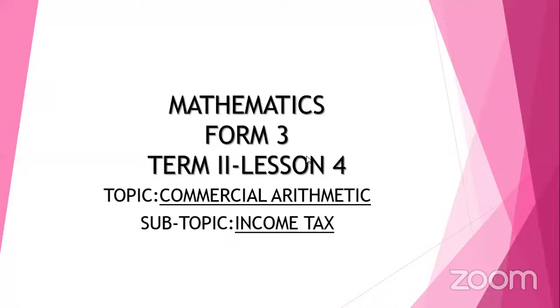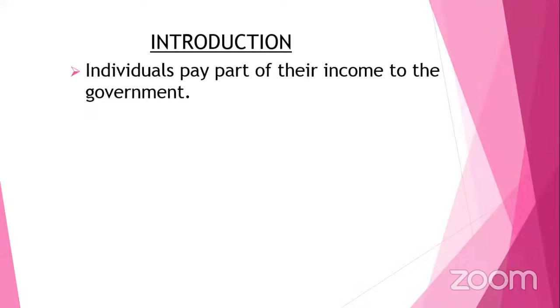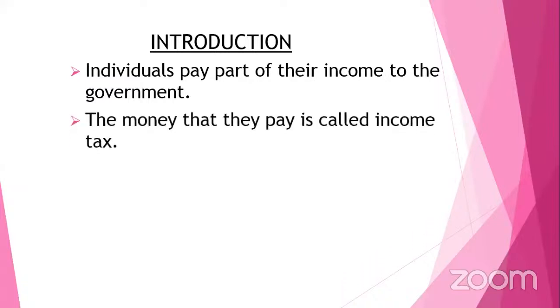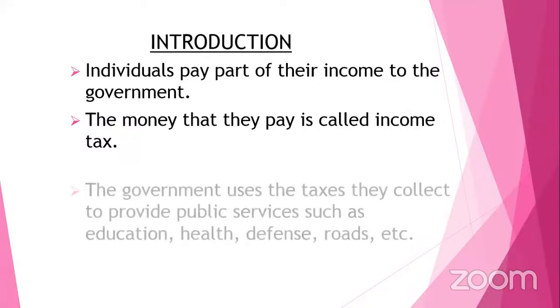Mathematics, Form 3, Term 2, Lesson 4, topic: commercial arithmetic, income tax. Let's go step by step. Introduction. Individuals pay part of their income to the government. The money that they pay is called income tax. There were people asking me what is income tax. Income tax is the money an individual pays to the government.